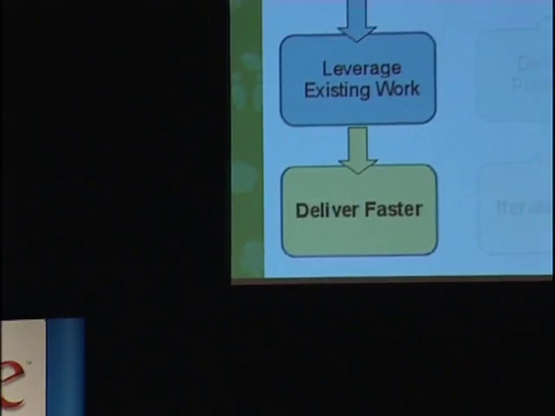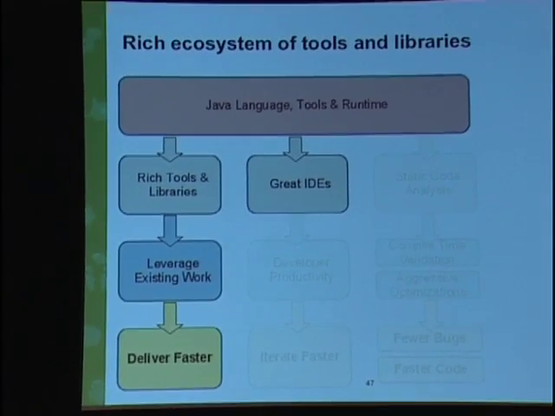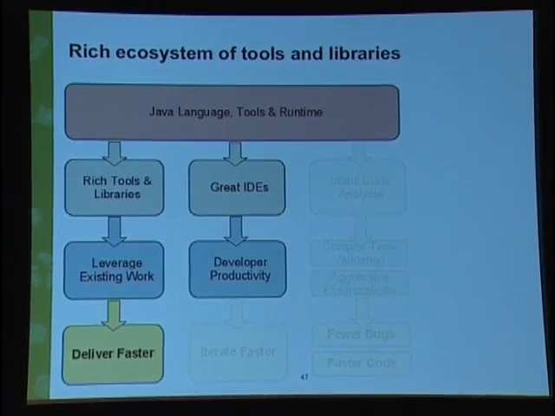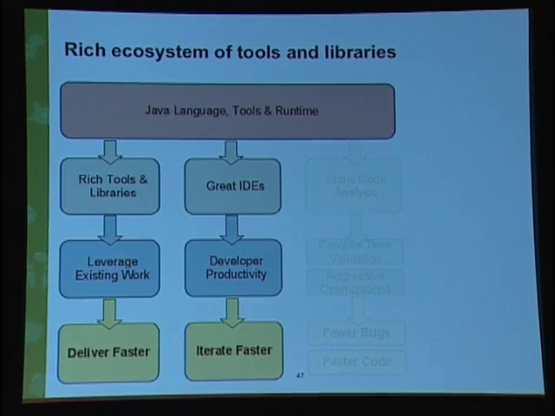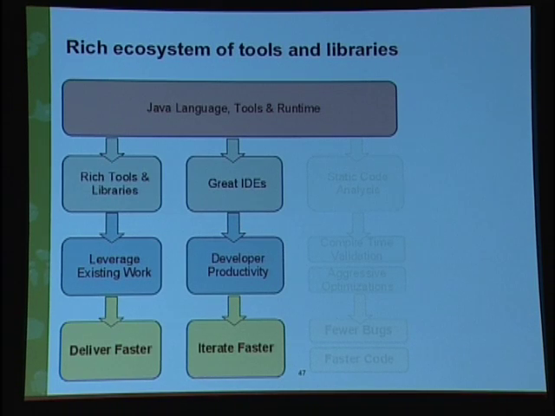So I want to talk about why Java is such an important language that we choose. So we have the Java language, runtime and tools, and there's rich libraries, which means we can leverage existing work. Instead of rebuilding it, we can use a library and we can just drop it in, which means we can deliver faster. We spend less time writing code. Java also provides great IDEs, great development environments, which really increases developer productivity. It makes you work faster, more efficiently. And that allows you to iterate faster. You can deliver a new version sooner.